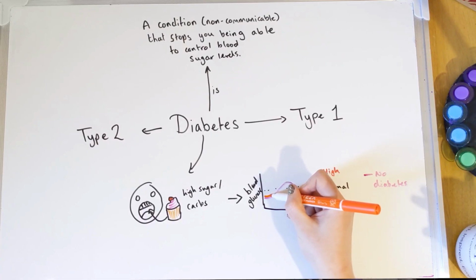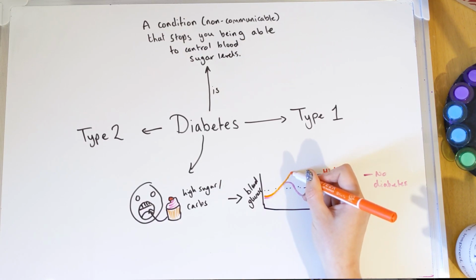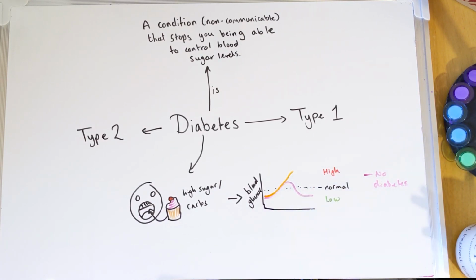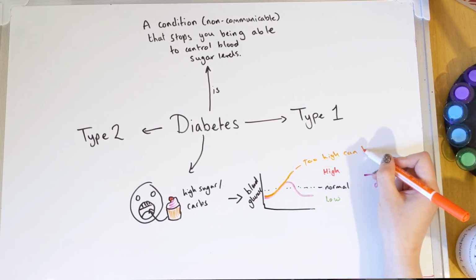If someone who is diabetic does the same, so they eat a delicious cupcake, because they can't produce insulin, their blood glucose levels will go up and up and up, and they will carry on going up until either they exercise or take insulin. If the blood sugar levels get way too high, that can actually be fatal. That's what happens during diabetes, so let's have a look in a little bit more detail at type 1 and type 2.